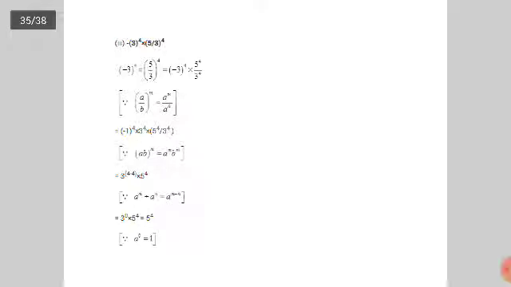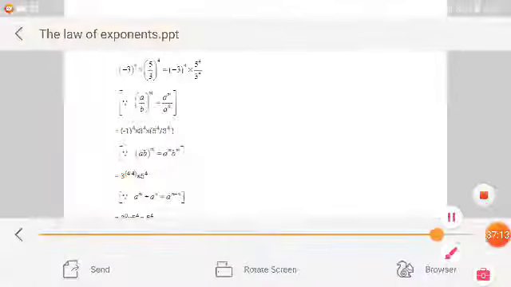Just like the same method. Minus 3 the whole power 4 into 5 by 3 the whole power 4. So minus 3 the whole power 4, 5 by 3 the whole power 4. The 3 power 4 cancel. So same method. So 5 power 4, 5 into 5 into 5 into 5, 625. So answer 625.